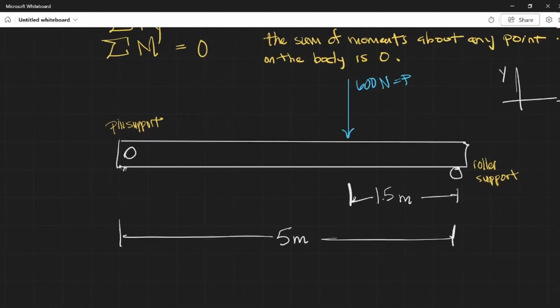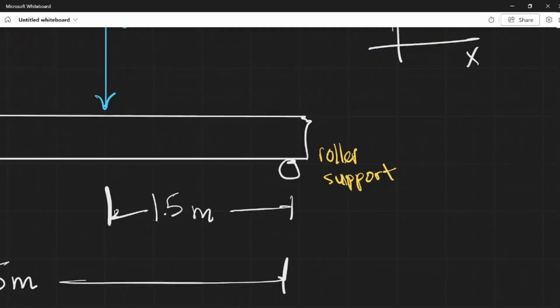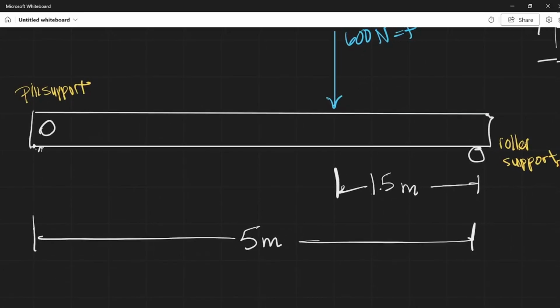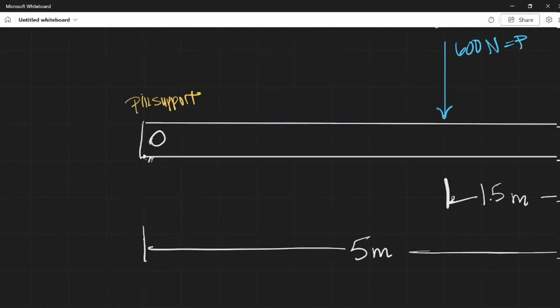The pin support is going to do the same thing. It's going to support it in the vertical direction. It's going to keep it from accelerating in the vertical direction. The roller support is not going to do anything in the horizontal direction. There's no constraints there. So there's no support reaction in the horizontal direction for the roller support. However, we cannot say the same thing about the pin support. The pin support does in fact constrain the beam's motion in the horizontal direction as well. In fact, in all directions, so horizontal and vertical.